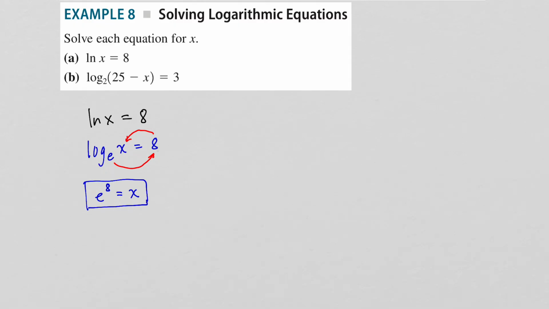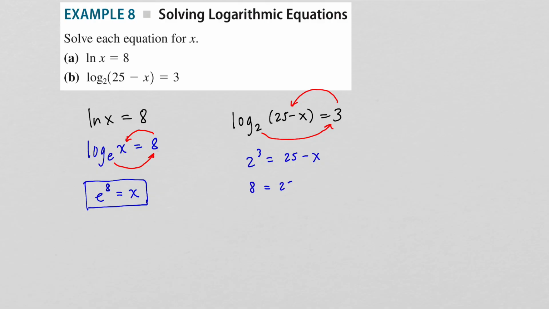For the second part, we have log base 2 of 25 minus x is equal to 3. And very much in the same spirit, I can change this by taking 2 and raising it to the third power and setting that equal to 25 minus x. So 2 to the third equals 25 minus x. 2 to the third is 8. And then from here, I can add x to the left side, and I can subtract 8 from the right side, and I end up getting x is equal to 17.